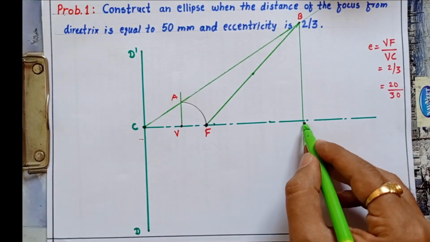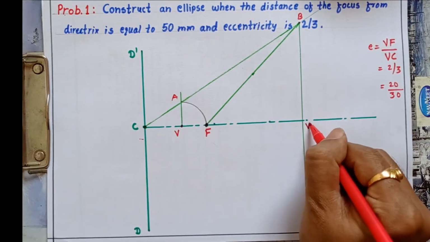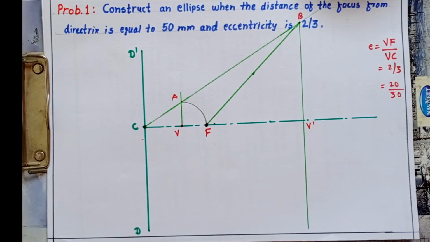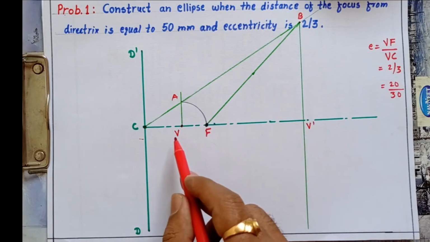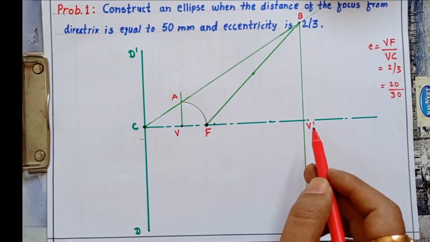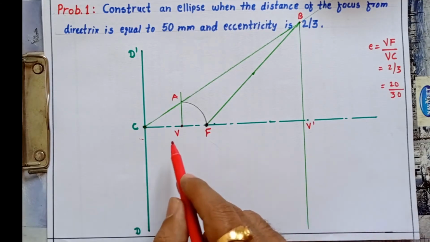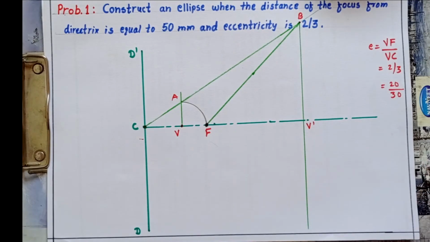Now whatever may be its intersection with the horizontal line is to be named as V dash. The points you are getting over here are the vertex points V and V dash. They are actually the end points of your ellipse, especially of its major axis. So after getting these 2 points, which are the end vertex points of your ellipse, we have to go further to obtain other points of your ellipse, thereby we finally complete that curve.